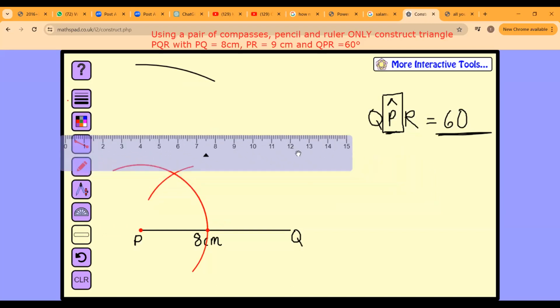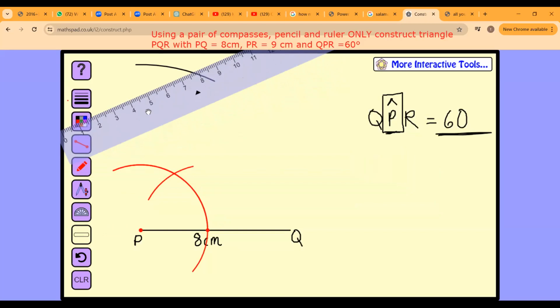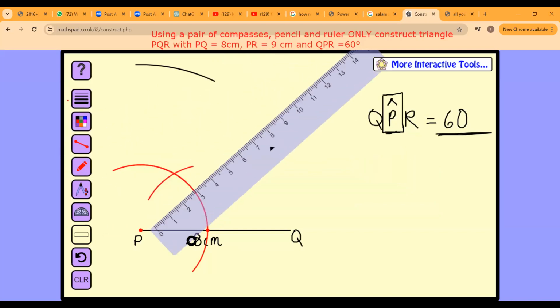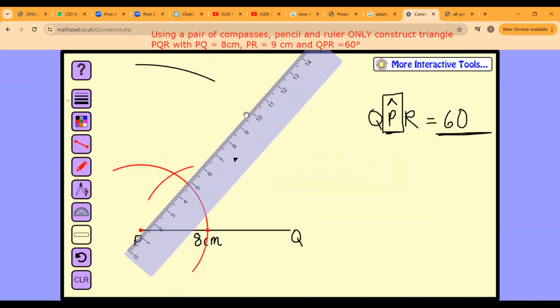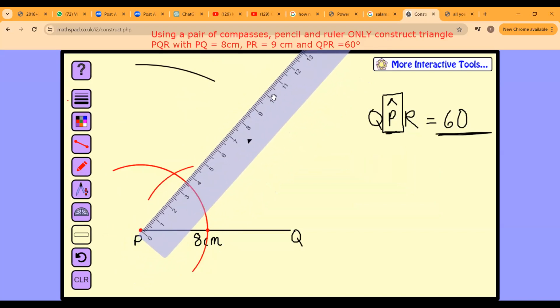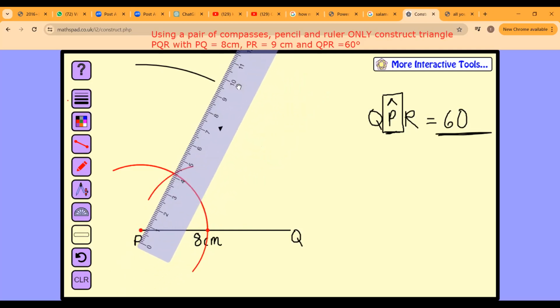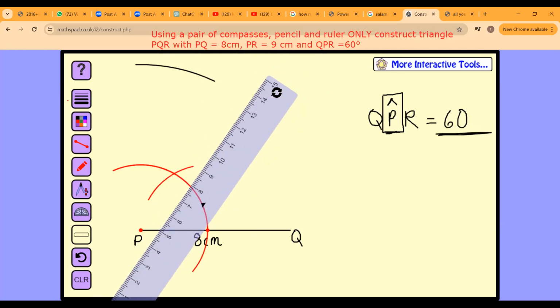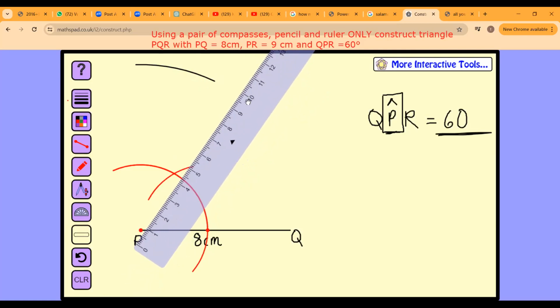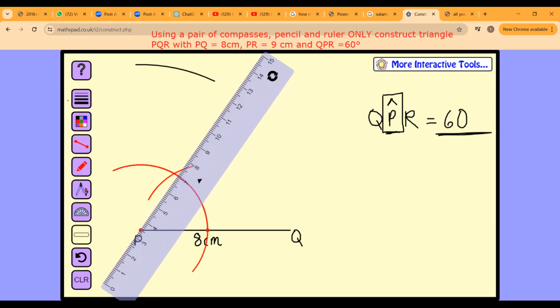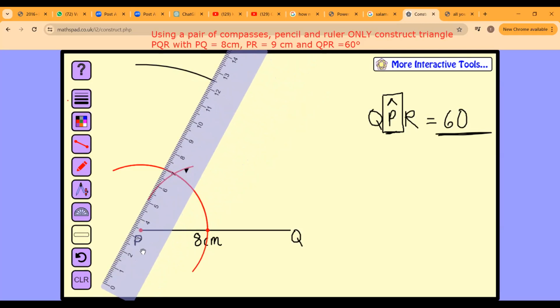So we're going to draw a line. And please remember, this line should pass through this particular red one, and it should cut this particular arc that's on top, right? It should touch it, not pass it, because remember, it's supposed to be 9 centimeters in length. So we're going to go right here and draw a line.